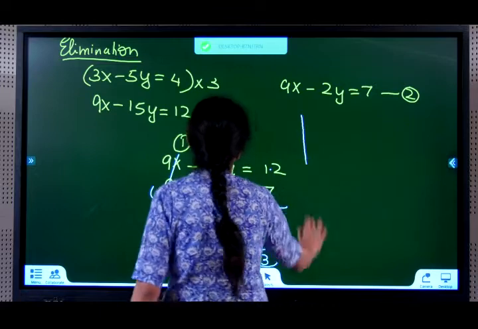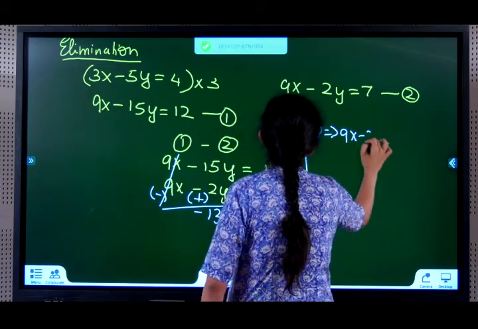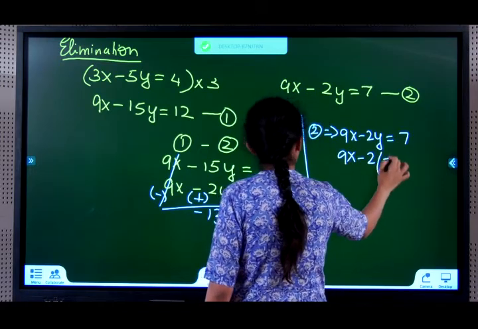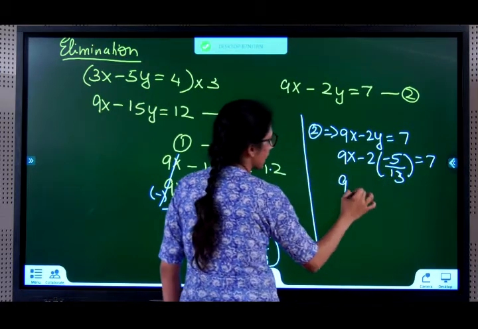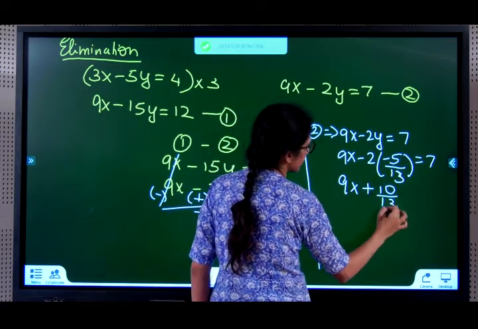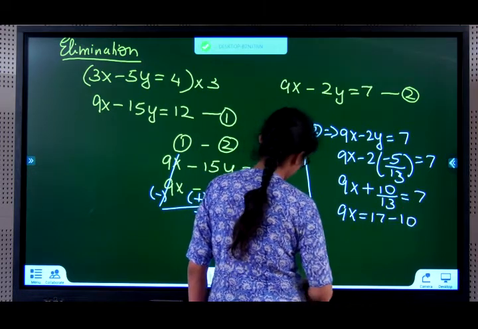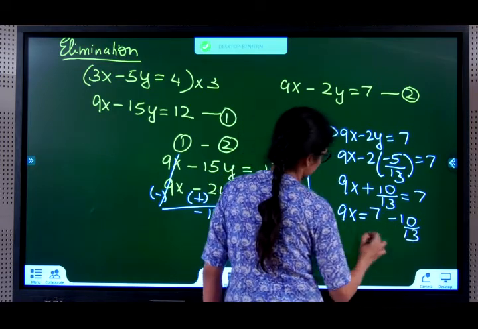Now, if you need the value of x, you can use any one equation. I am using equation 2. 9x minus 2y is equal to 7. 9x minus 2 into minus 5 by 13 is equal to 7. 9x plus 10 by 13 is equal to 7. 9x is equal to 7 minus 10 by 13.